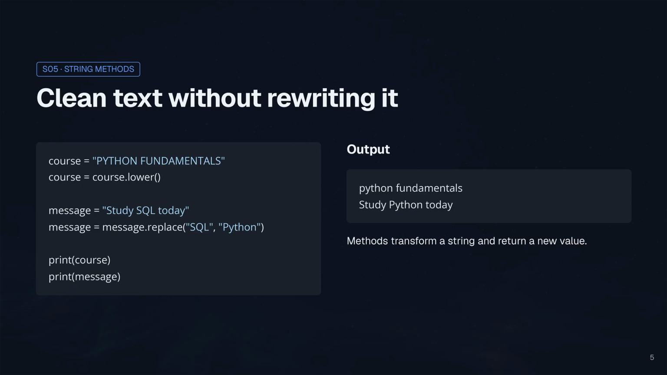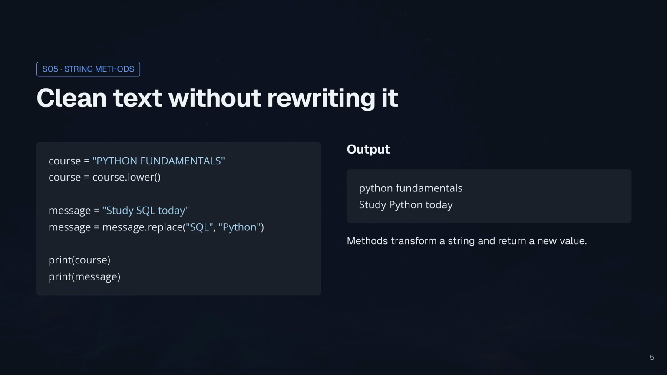Here is where beginners often get confused. Strings do not change themselves. The method returns a new string, so we assign that result back to the variable when we want to keep it. The output is now consistent and ready for a dashboard.